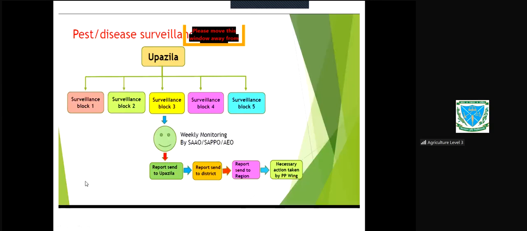The Upazila Agriculture Officer compiles this report and sends it to the district level. And the district level officer will send it to the regional office. Say, for example, Mymensingh is a region, Jessore is a region, Rajshahi is a region. Similarly, the regional office will send this data to the head office. Necessary action is taken by the plant protection wing, PP wing means plant protection wing. So the regional office will send it to the plant protection wing and they will take the necessary action. This is a flow chart of the pest surveillance.